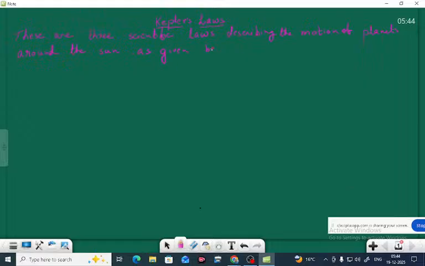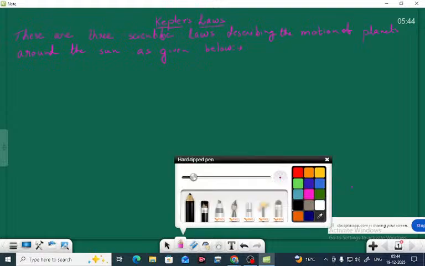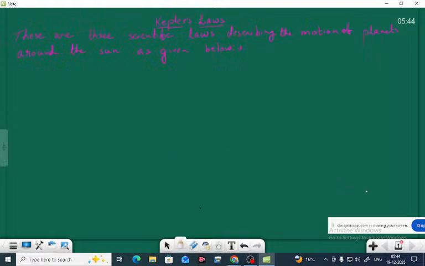Then we learn the other factors in Kepler's laws. The first one we call the law of orbits. What is this law of orbits?